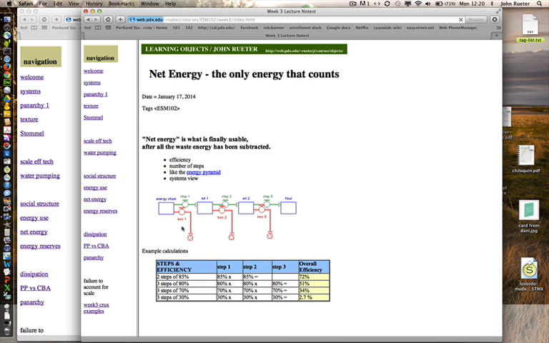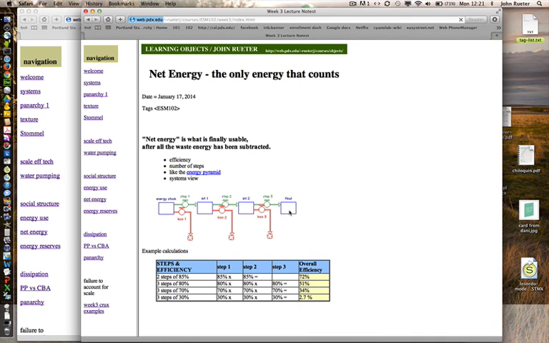You might think 30% energy transmission is really pretty valuable, but we've got 3 steps of 30% put in series. You only get 2.7% of the energy stock available for the final use. And it's the net energy. It's not what's here. It's not what's in the energy stock. It's what you can use it for.